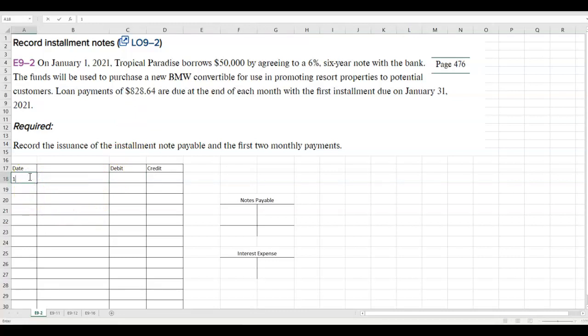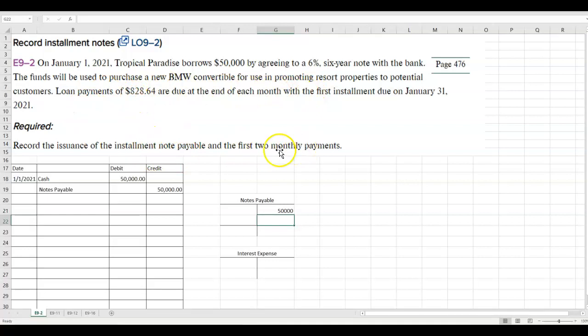So on 1/1/21, they borrowed from the bank. They got cash of $50,000 and they signed a notes payable for $50,000. So we're going to go ahead and post the $50,000 to the notes payable account.